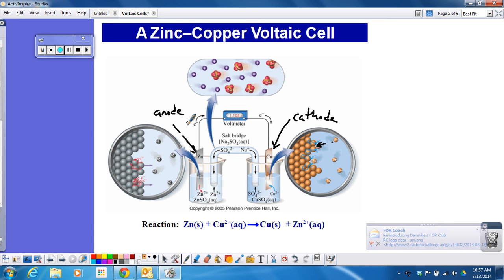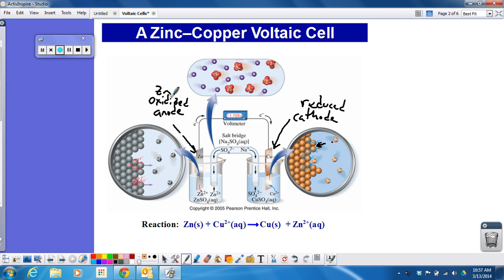So if you were given a diagram of a cell, you should be able to label the anode, the cathode, what's being oxidized, or where oxidation is occurring, and where reduction is occurring. So the zinc is being oxidized at the anode. The copper 2 ions are being reduced at the cathode, and you notice I'm referring to these in terms of the reactants. And you should be able to tell me which direction the electrons are flowing in.